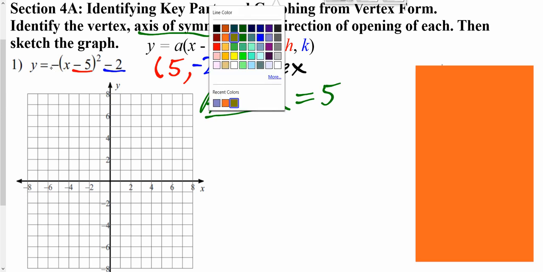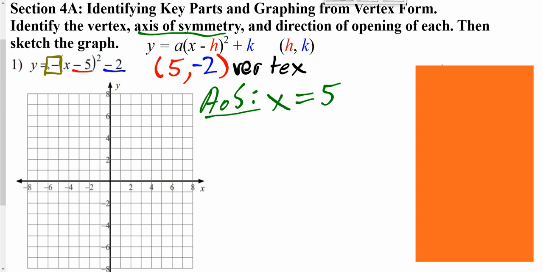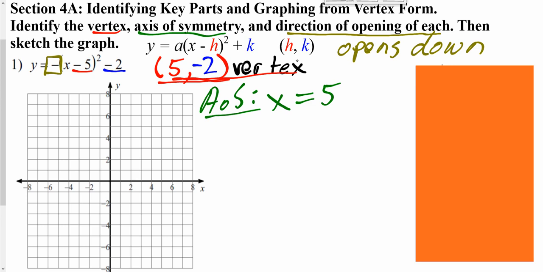Hopefully you remember that if it's a negative in the front, negative before the squared, it opens down. So your direction of opening, we're going to say opens down. So we have our vertex that we identified here, axis of symmetry, direction of opening. All we have to do now is graph it. Now, you can go ahead and use Desmos to get your points if you want. Remember, you want to choose at least 3 numbers on each side of your vertex.